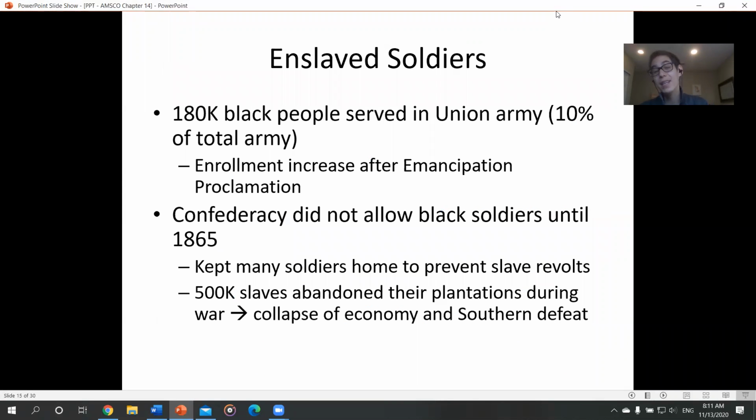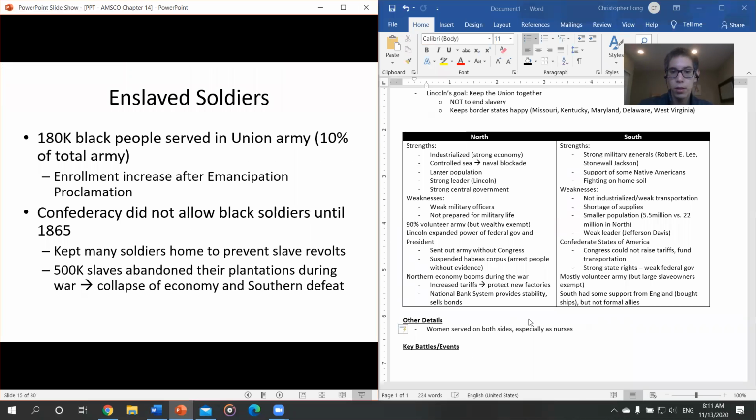All right. In addition to women serving in the Army, we also had many Black people serving in the Army as well. 180,000 African Americans served in the Union Army. That was 10% of the total Army, especially after the Emancipation Proclamation, where Lincoln promises to free the slaves. That number increases. The Confederacy did not allow Black soldiers until the very, very end of the war, when they were desperate. Now, that's not surprising. The South is fighting to protect the institution of slavery.